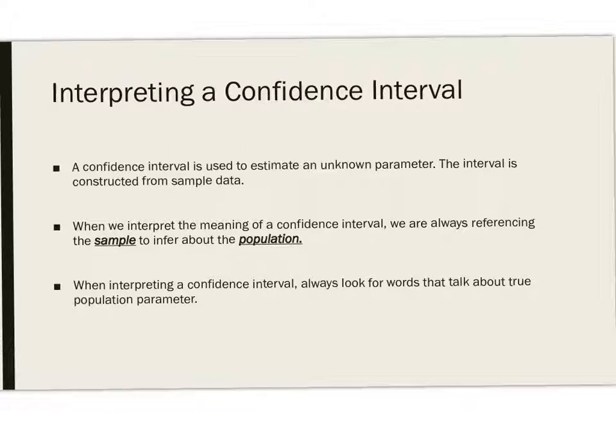The thing we need to understand is that when we talk about confidence intervals, the lower and upper limit of those plausible values, we're going to use the sample to infer about the population. So the sample is always going to be what you're talking about, but what you're really looking for is a population value. And when we try to interpret this, we want to talk in terms of population terms. We want to talk about parameters or true values. So here's an example of how we interpret a confidence interval.